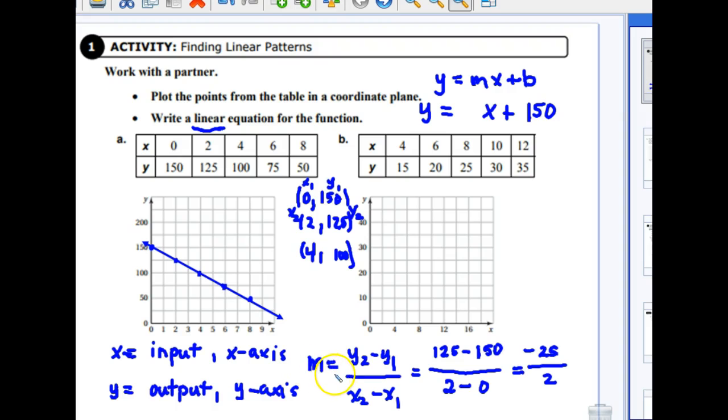Now I started out with M equals. I gave you a formula. I substituted and I ended up with a fraction. So this fraction is going to be my value for M. So my fraction is going to be negative 25 over 2. Okay? I took this information, I graphed it. Is it going downhill? So it is negative. I ended up with a negative slope. And now I'm going to use point slope formula to find my equation.